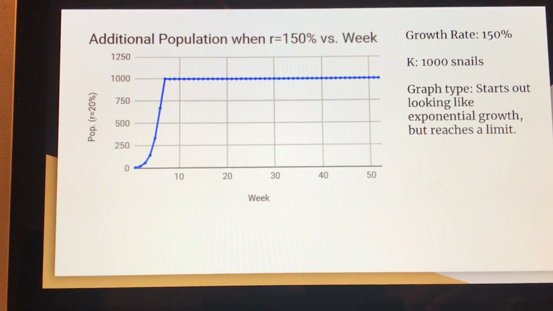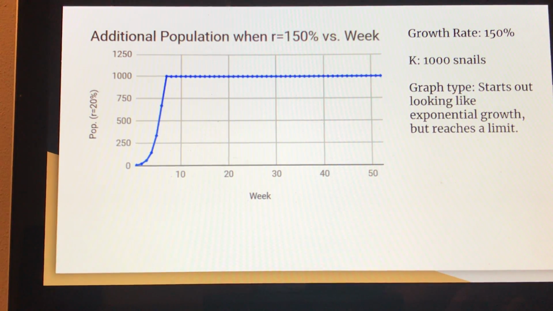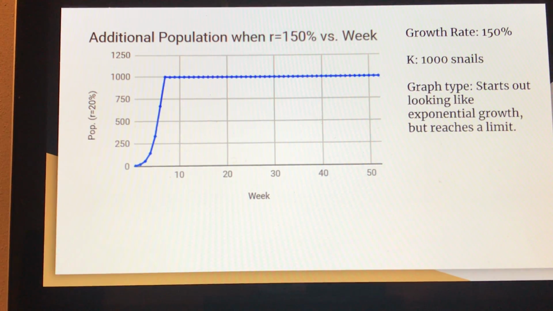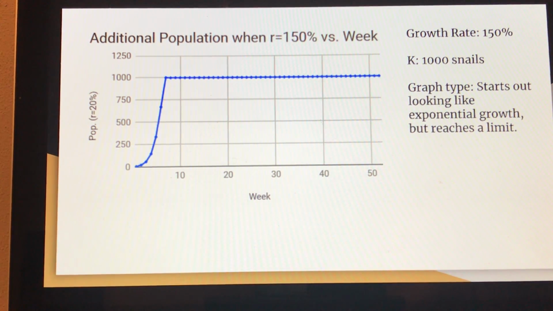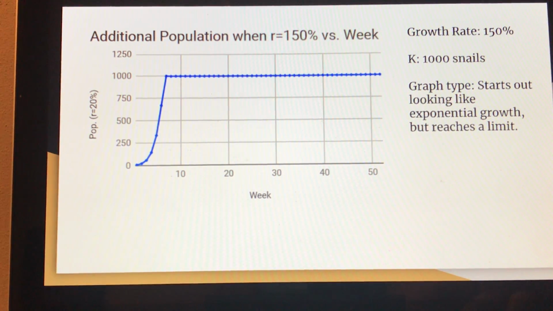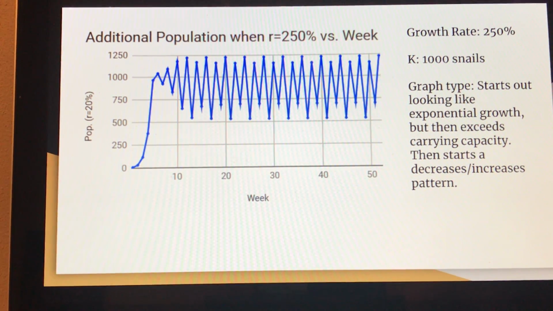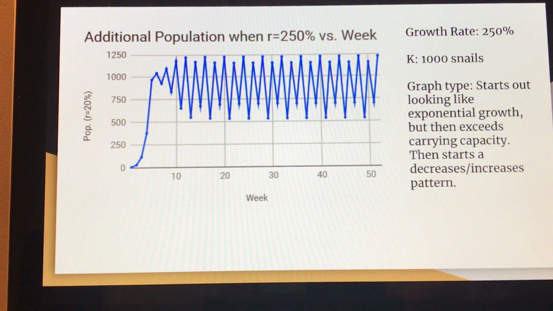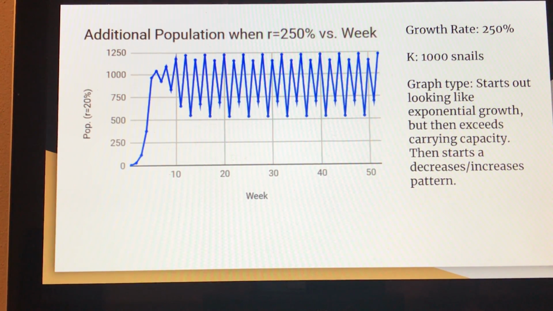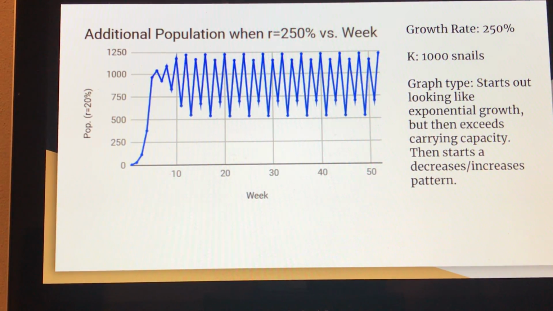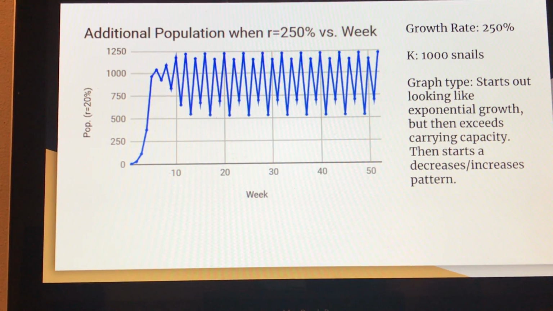Here we have when growth rate is changed to 150%. The graph starts out looking like exponential growth, however, it reaches carrying capacity at 1,000. Here we have growth rate set at 250%. The graph starts out looking somewhat like exponential growth, but exceeds carrying capacity. Then the graph starts to do an increasing-decreasing pattern.